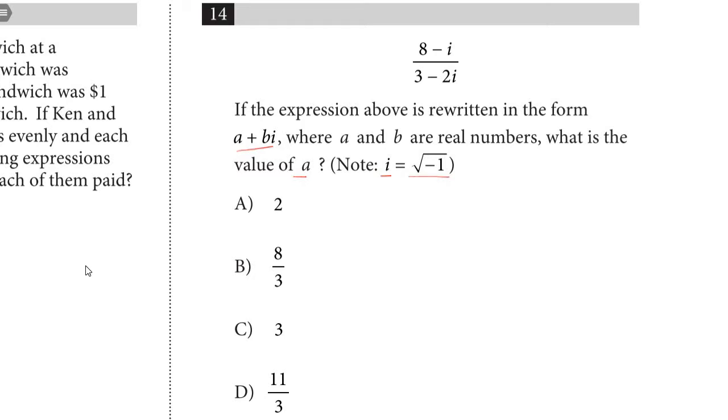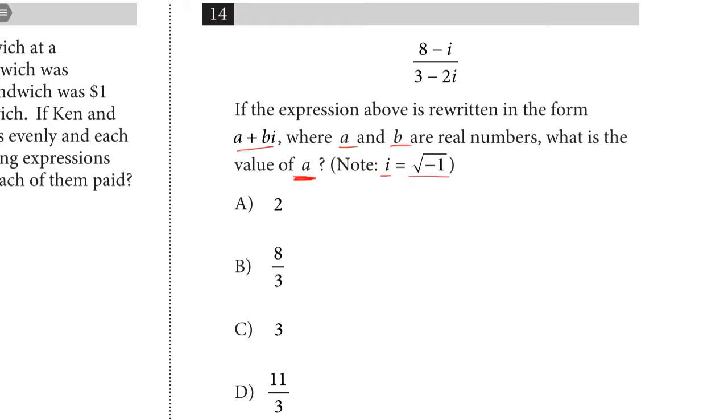So if you want to get this into a form that looks like a plus bi, so then you can know what a and b are, and then tell them the value of a, you need to know how to simplify that expression. The way that you do that is you multiply by something called the conjugate. Do you remember what that means? You don't. Okay. Well, I'm glad that you're here then.